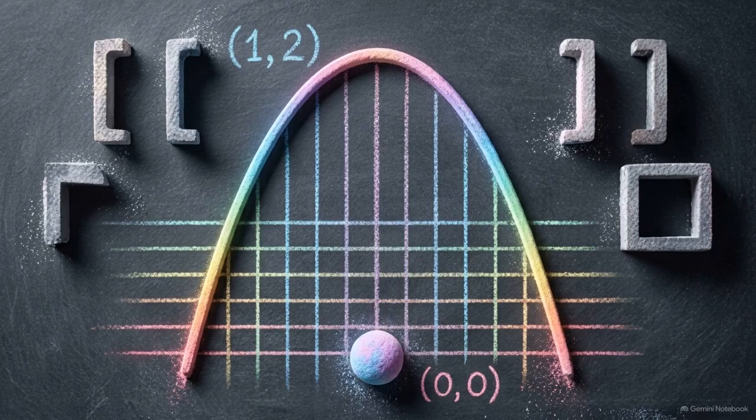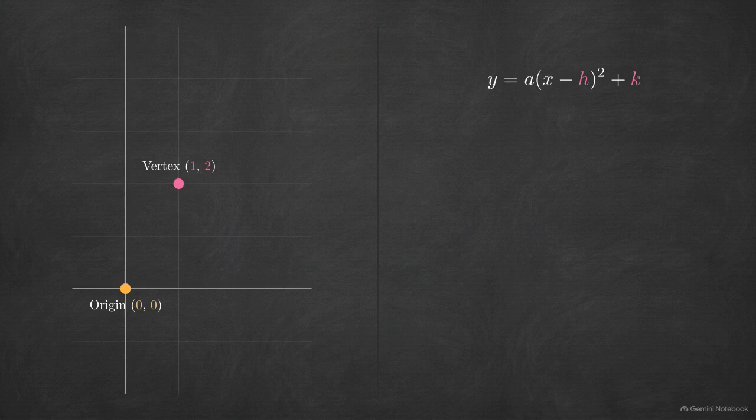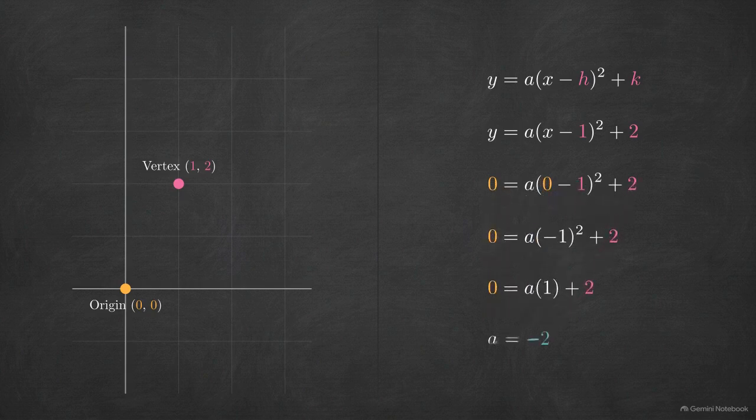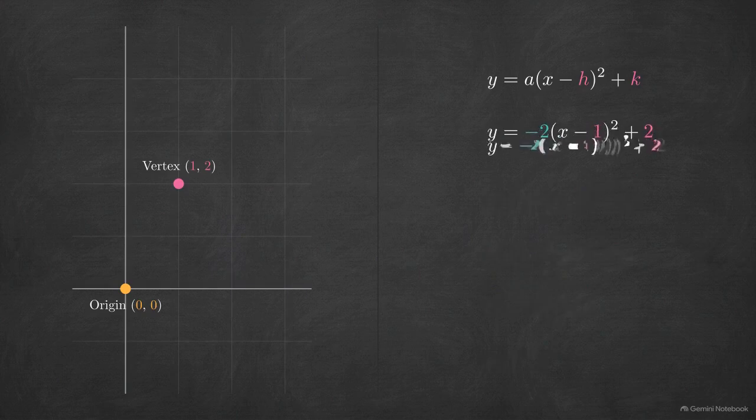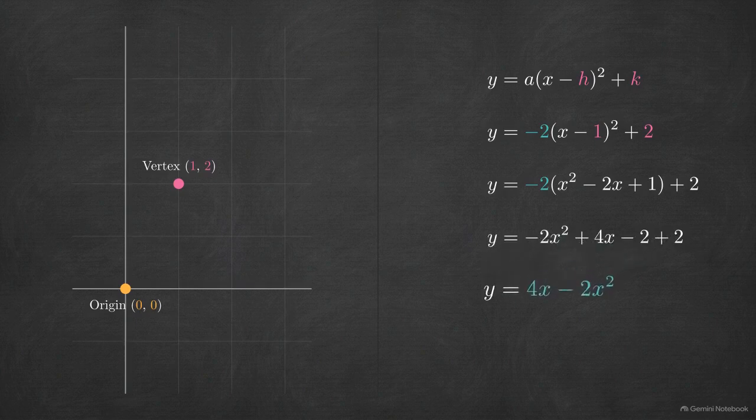Now let's run the engine in reverse and build a complete equation entirely from physical coordinates. Looking at this Cartesian plane, we know a parabola has its vertex exactly at 1, 2, and passes perfectly through the origin at 0, 0. We drop those vertex coordinates directly into the h and k slots of our vertex form. This instantly builds the majority of our equation. To find the final missing variable, a, we substitute the origin point coordinates in for x and y. Solving that simple arithmetic reveals a equals -2. Multiplying out the completed vertex equation forces it back into standard form, giving us y equals 4x minus 2x squared.